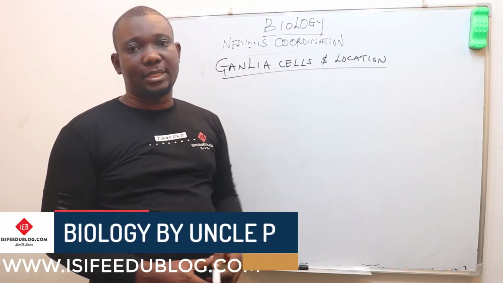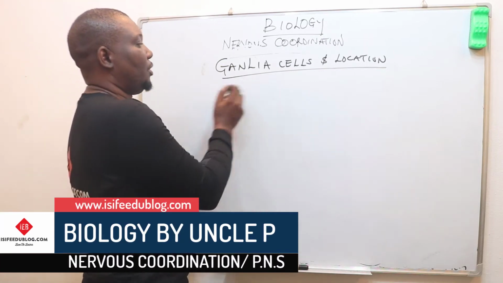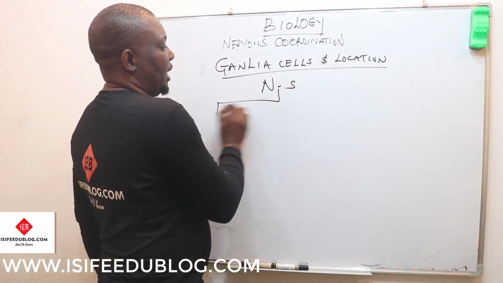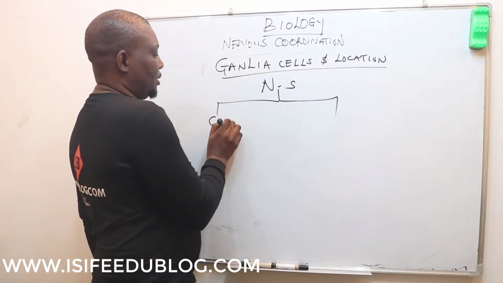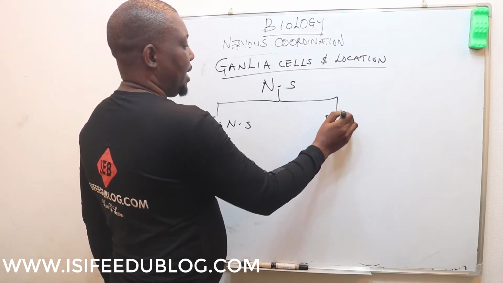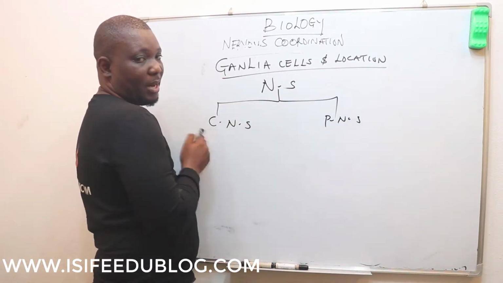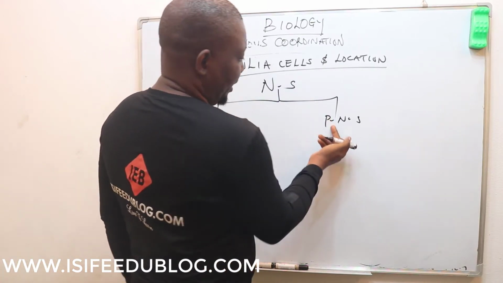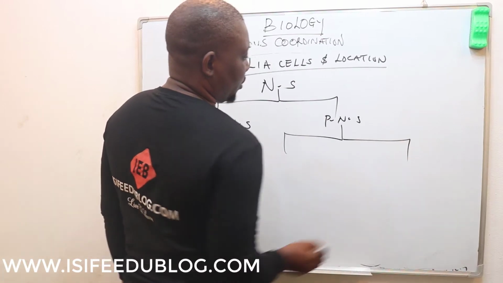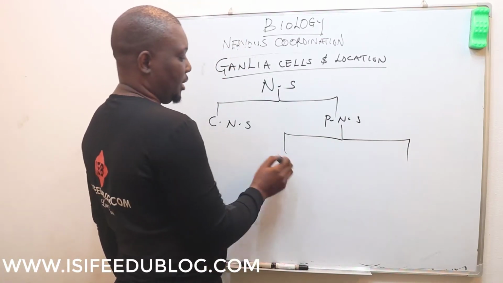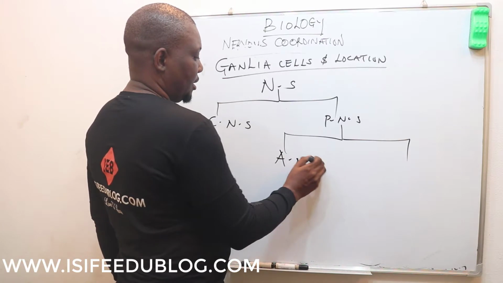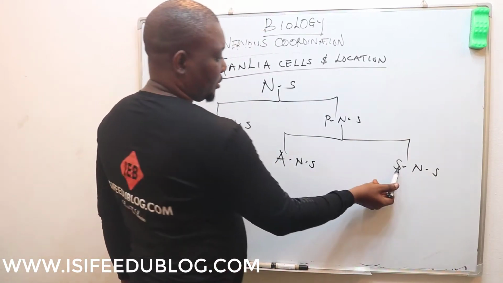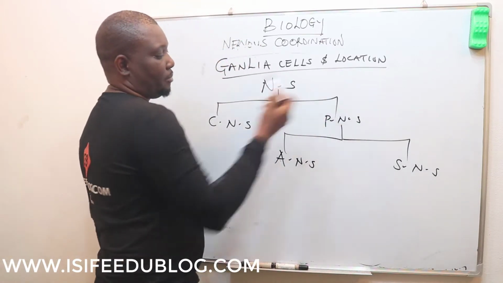Now I have ganglia cells and their location. Like I told you before, the nervous system is broadly classified into C.N.S. and P.N.S. I'm not talking about the C.N.S. in today's class. So I'm going to be related to the P.N.S. Going to the P.N.S., we have two broad classifications, which are the A.N.S. and the S.N.S. Autonomic nervous system, somatic nervous system, peripheral nervous system.